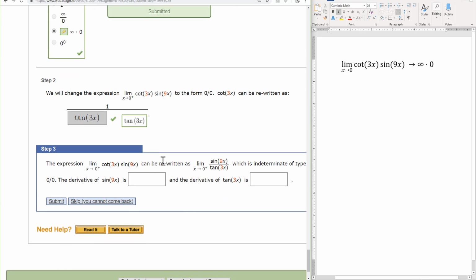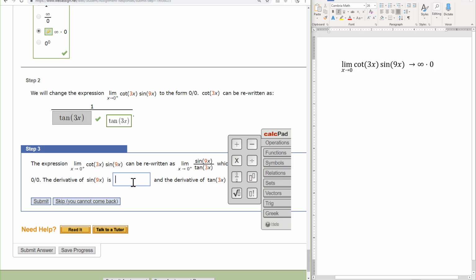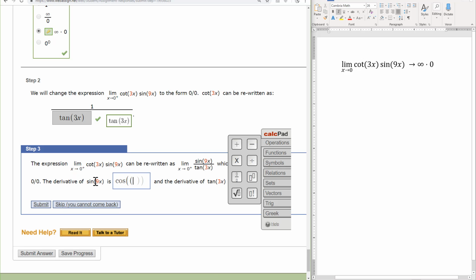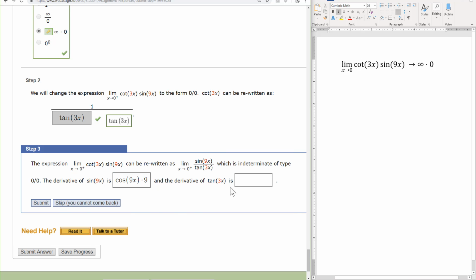And so now if we look at this expression as a sine over the tangent, then we have an indeterminate form because the sine of 0 is 0, the tangent of 0 is 0. So we have a 0 over 0 form, and now we can take the derivative of the numerator and the denominator. So the derivative of sine of something is cosine of something times the derivative of the inside, which is going to be 9.